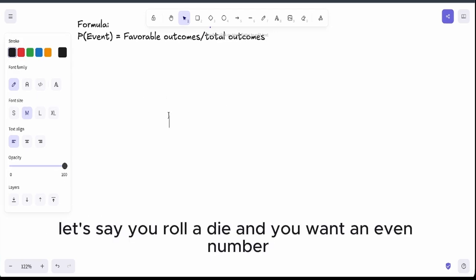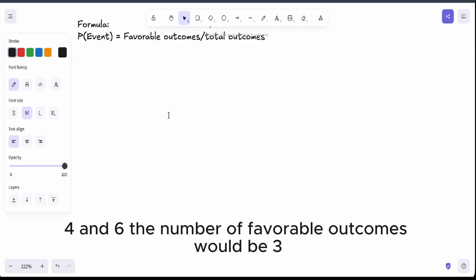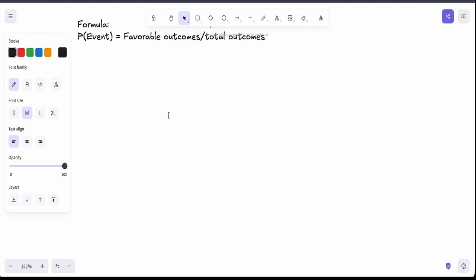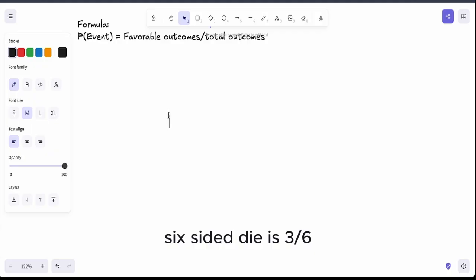Let's say you roll a die and you want an even number. Even numbers on the die are 2, 4, and 6. The number of favorable outcomes would be 3 and the total amount of possible outcomes is 6. This means that the probability of rolling an even number on a 6-sided die is 3 over 6, which can be simplified to 1 over 2.